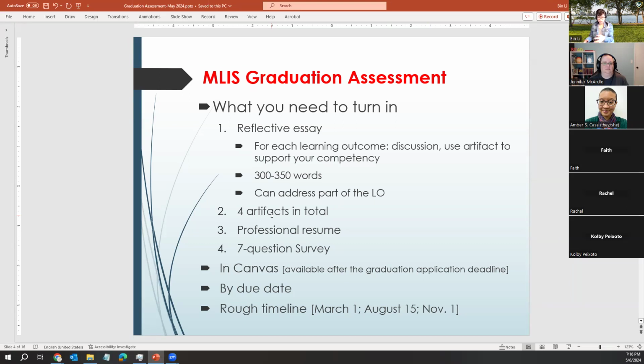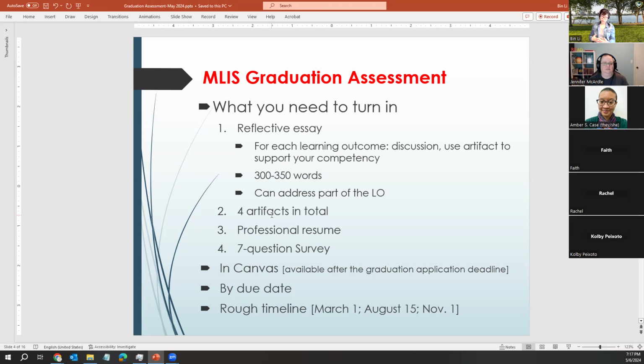Partly because the graduation assessment is partly for the school's outcome assessment. In the past I have heard students talk about their volunteering experiences, very good experiences, and how they learned from another librarian and really developed that competency. It's a great essay piece, but you need to use the artifact, because this is partly about our school doing what we are doing.